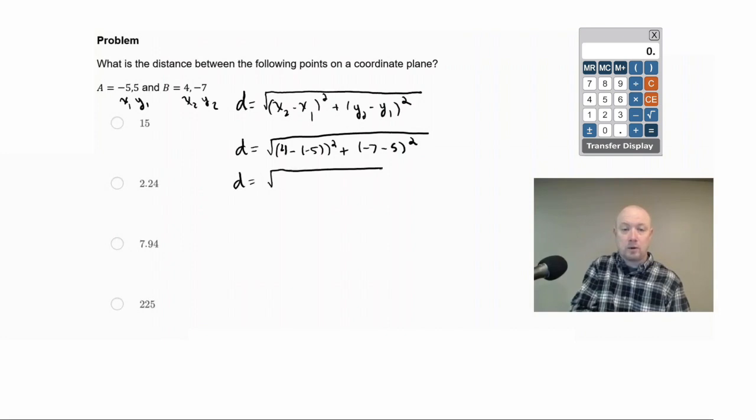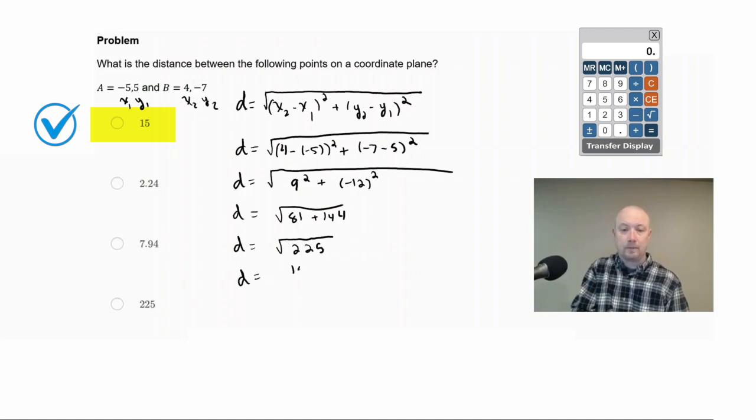So we're going to take the square root of, and simplify this. This would be 4 plus 5 because of subtracting the negative, so that would be 9 squared, plus -7 minus 5, which is -12, so -12 squared. My distance would be the square root of 81 plus 144, which comes out to be the square root of 225, which means my distance here is equal to 15.